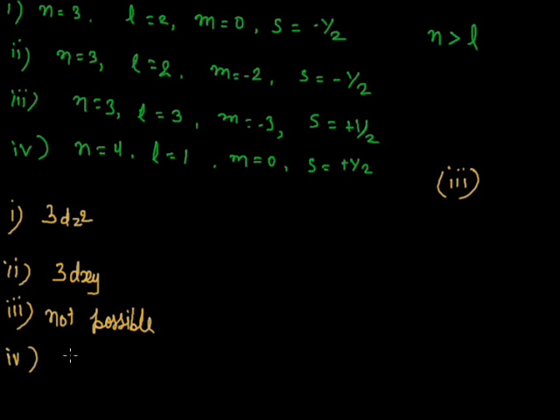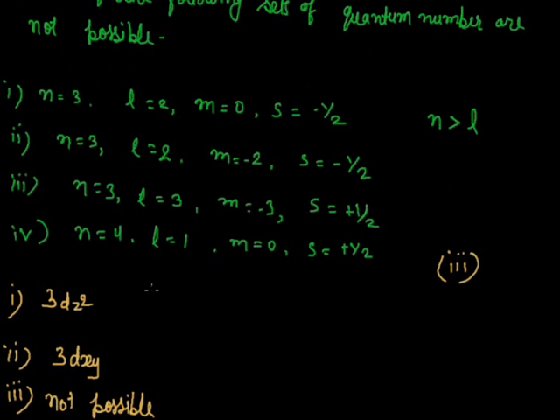If we talk about the fourth, it's possible. The value of n is 4 and the value of l is 1. It indicates p. For p, the value of m equal to 0, and for pz, the value of m equals 0. So it will be 4pz. So here the third case is not possible.